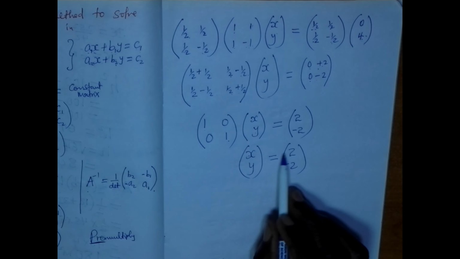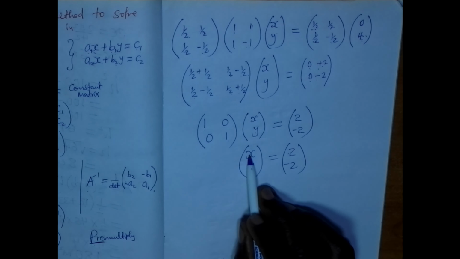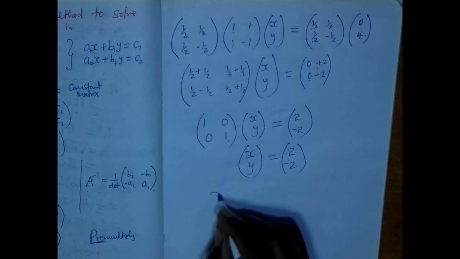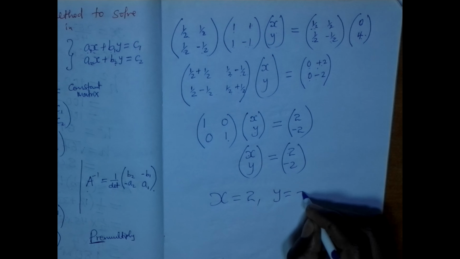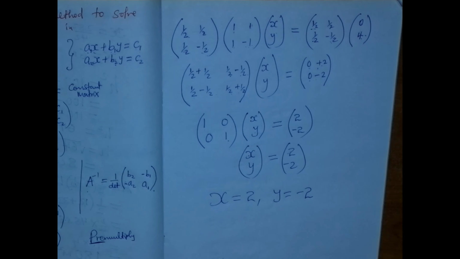Therefore we compare the corresponding elements, and x is equal to 2 and y is equal to minus 2. So that's how we solve a simultaneous linear equation using the matrix method.